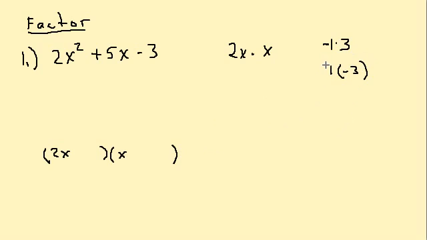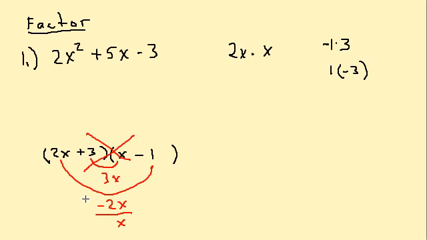So what I'm going to do is I'm just going to plug these in. So let's just plug in, I don't know, let's try +3 and -1. Well, what we have to do then is we have to see if it works. So 3 times x is 3x. 2x times -1 is -2x. When I add them, I get x. And you can see that's not the middle term. That's not 5x. So this one isn't going to work.